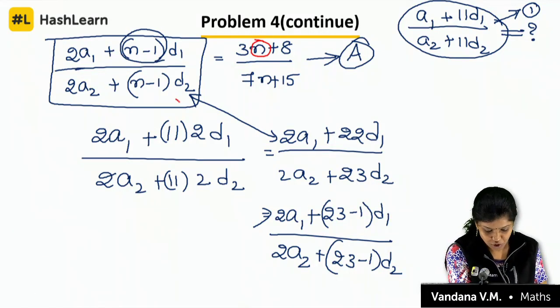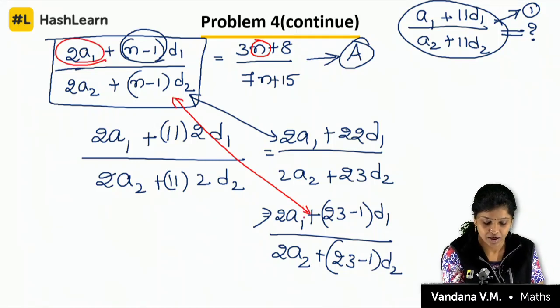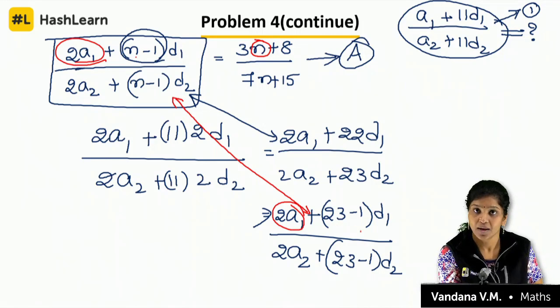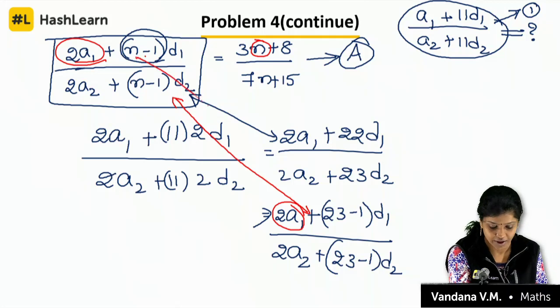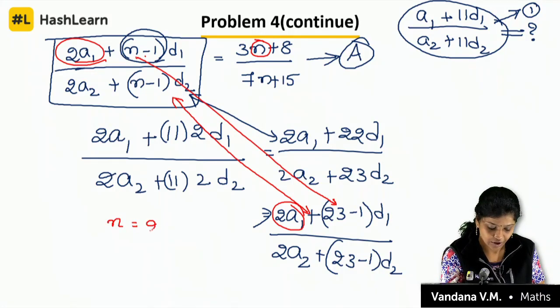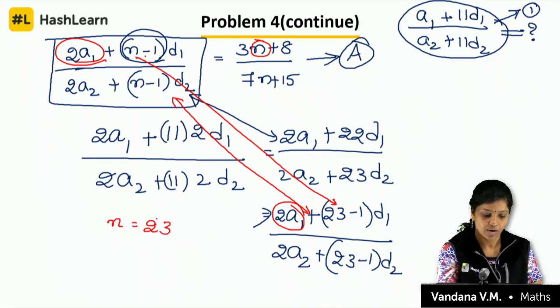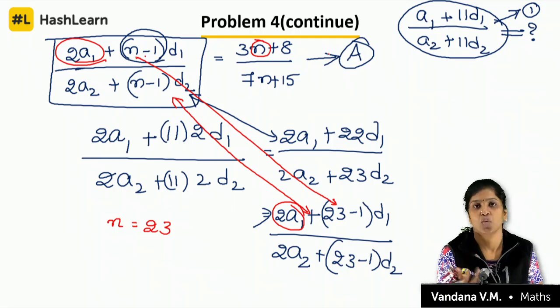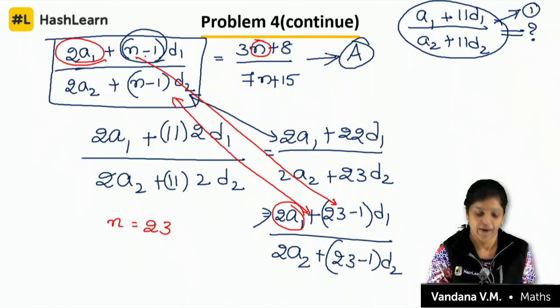Actually, what I want children, to find the ratio, I want this n value. Now, these two are looking the same. Here also 2a1, here also 2a1. 23 minus 1 is there. So, from this comparison, clearly I can say that my n value is 23. Clear children? Yes.